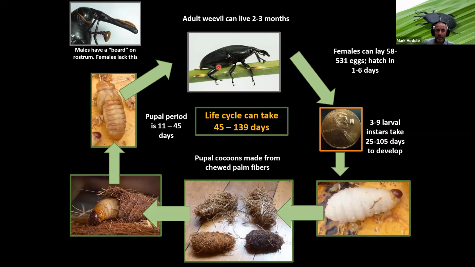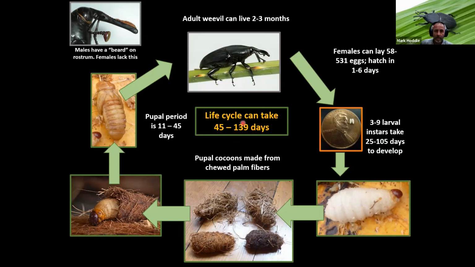Males and females are present in the population. They're about equal numbers of each, about a 50-50 sex ratio. And the males are easily identified. If you look at the top of the snout, you'll see all these bristles or setae that sit on the top of the snout. Only the males have this beard that sits on the top of the nose. Females, the rostrum is very smooth and they don't have this. So if you find some, click them in a trap, you dig them out of the palm tree and you want to know what sex you're looking at, hold them up, look at the top of the nose, and if you see those bristles, you have a male weevil.